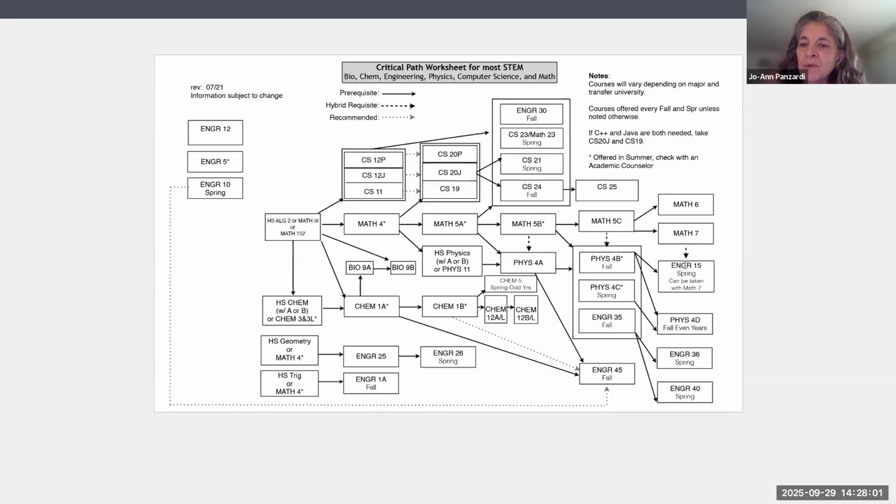This is a dashed line, which means you could take Math 7 at the same time as 15, or you could take Math 7 before. So it's a pre or co-requisite. Then in order to take 4B, you have to have taken Math 5B, and you have to be in 5C or have taken 5C. It's dashed. So the solid lines mean it's a prerequisite. A dashed line means it's a hybrid prerequisite. And a dotted line means it's recommended.